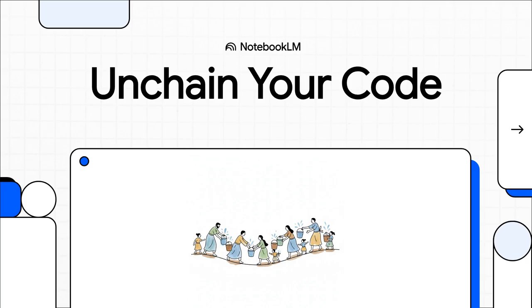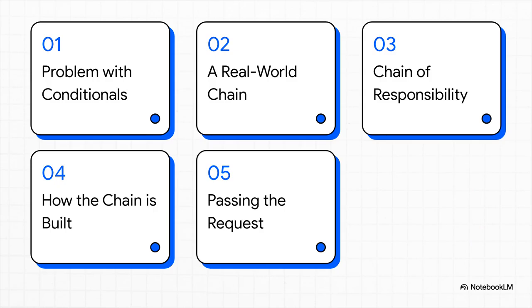Let's get into it. So, what's on the docket today? First, we're going to break down a problem that I am almost positive you've run into. Then, we'll use a real-world example to make the solution just kind of click. After that, we'll dig into the details of the pattern itself, see how all the pieces fit together, and finally, we'll talk about when you should, and maybe when you shouldn't, reach for this pretty powerful tool.